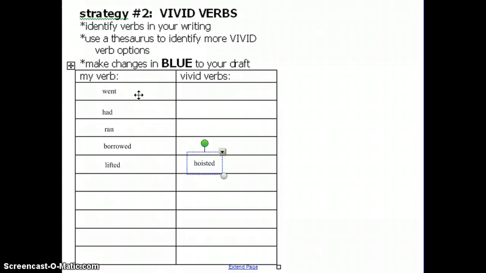So on your blog, on your draft of blog 7 and 8, with a blue pen, you need to go through and identify some verbs in blue, and then change them. What are you going to revise them to be? What better verbs can you come up with than what you have? Because your goal is always to try and show your reader what you're thinking.